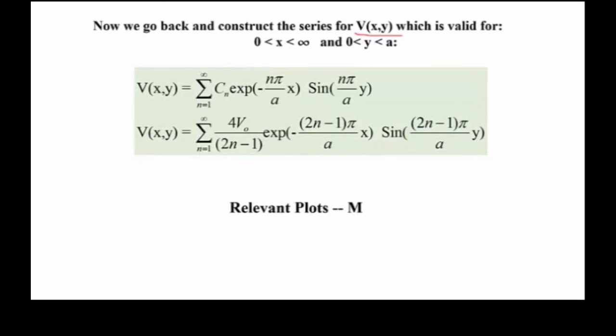Let's go back and construct the series for the full potential. Now the full potential is a function of x and y. And this is valid for x between 0 and infinity, and for y between 0 and a. And remember, it's independent of z. So we have then the full solution, which I wrote in terms of c sub n's, and then I put in the c sub n. So this is the potential.